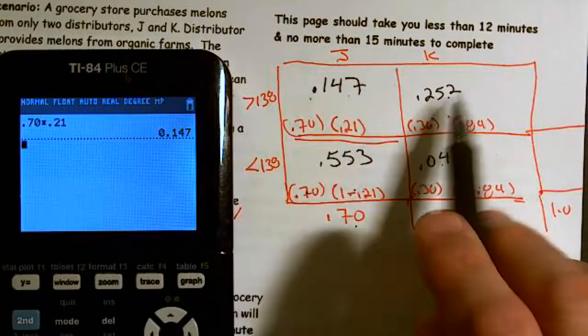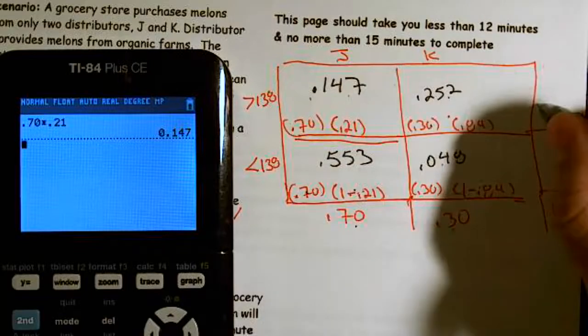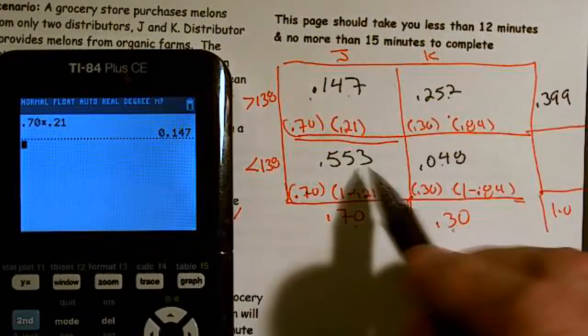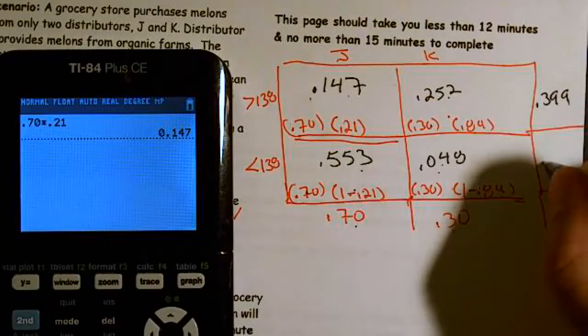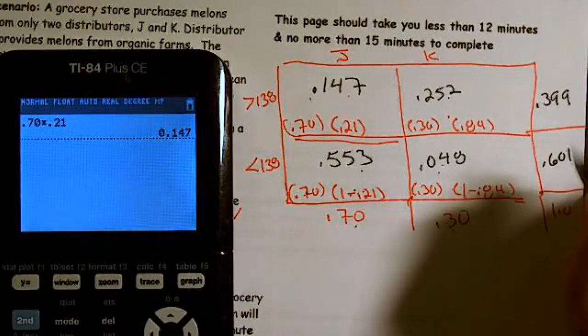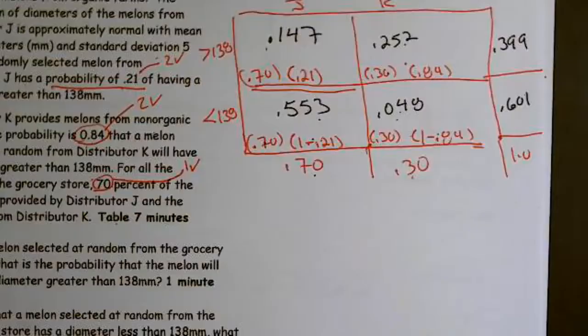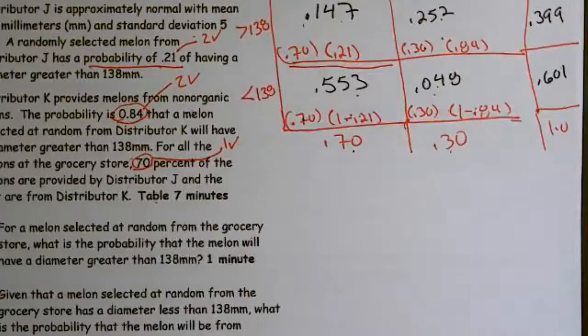Then I can sum my row across, and I end up getting 0.399. And then I sum this up, and I get 0.601. Okay. So for melon selected, that's my table. And from there, I should be able to start answering questions.